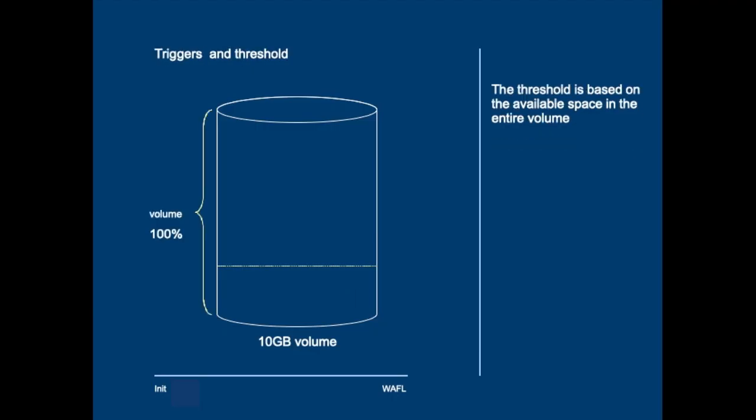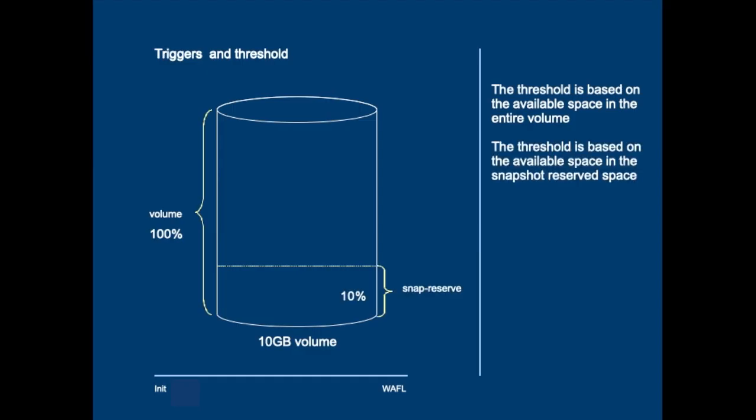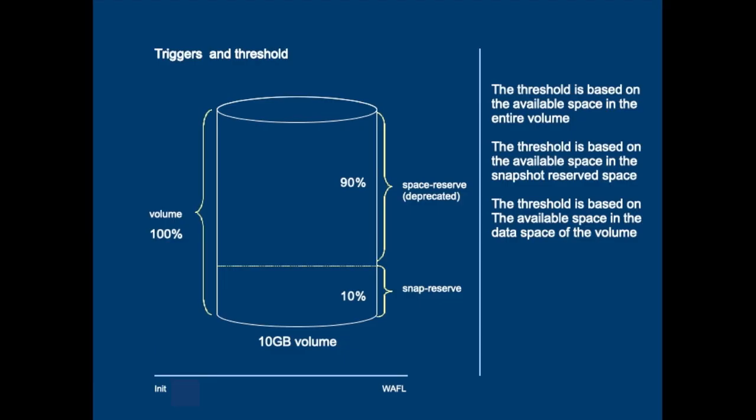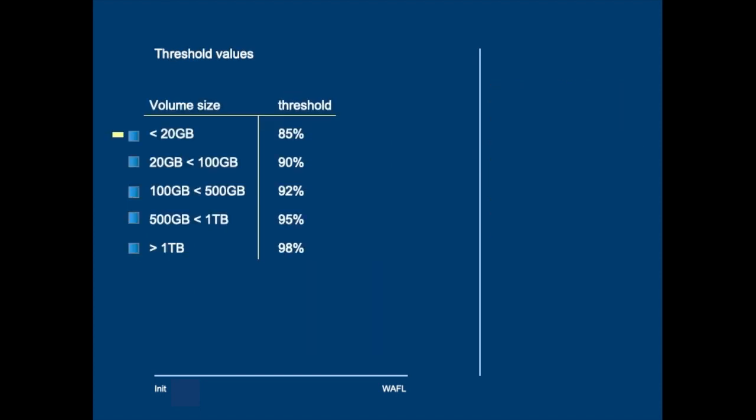By volume, we mean the entire volume. So by snap reserve, we mean the reserved snap space. And by space reserve, we mean the data space of the volume. Now, what is this threshold that will trigger the snapshot auto-deletion? Let's take an example. We say the trigger is volume. So if the total available space in the volume drops below a certain level, then auto-deletion will start.